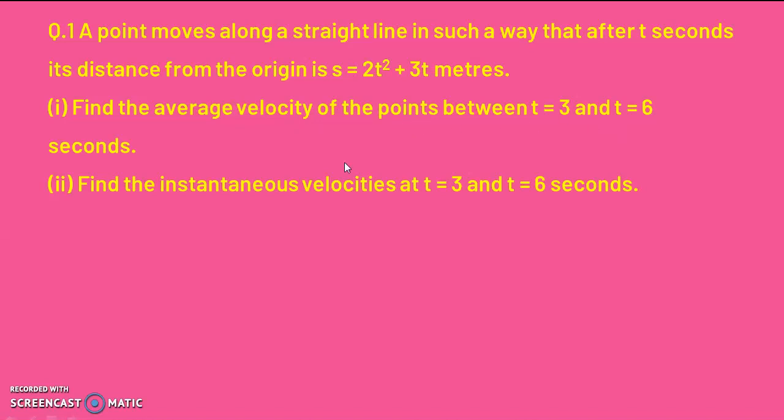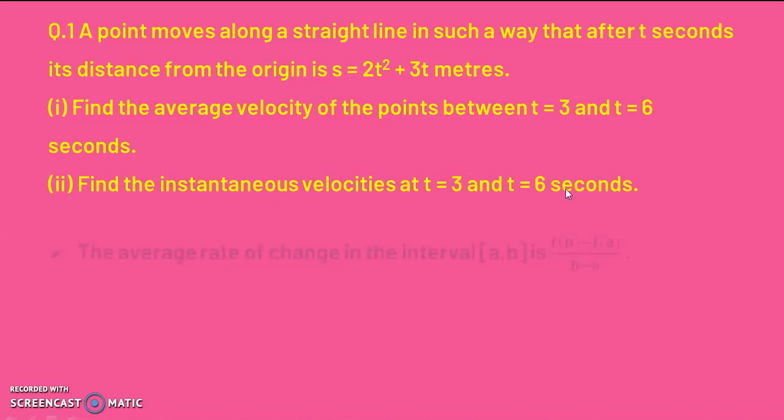We don't know for how long the point takes to reach the distance, but we have to find the average velocity between t equals 3 and t equals 6 seconds. And then we have to find the instantaneous velocity at t equals 3 and t equals 6 seconds.